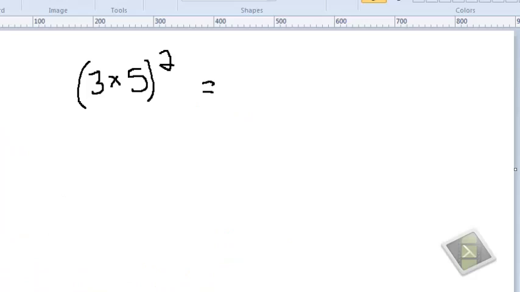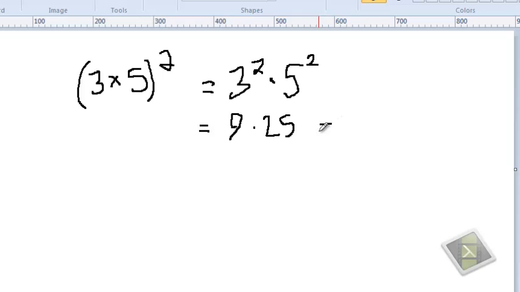Now for this problem, you actually have 2 options. For the powers of products, as this is 2 different factors here, we could take 3 squared times 5 squared. And then 3 squared, of course, is 9. 5 squared is 25. And then multiply these 2 together and come up with 225. That's one way you could have done this one.